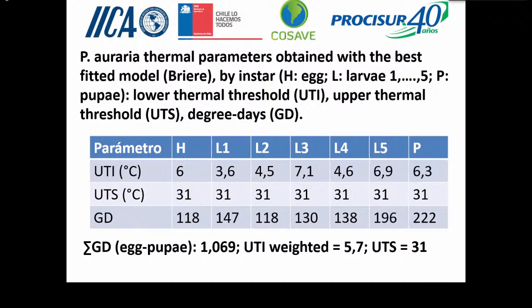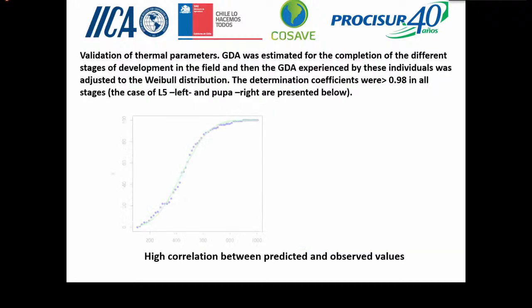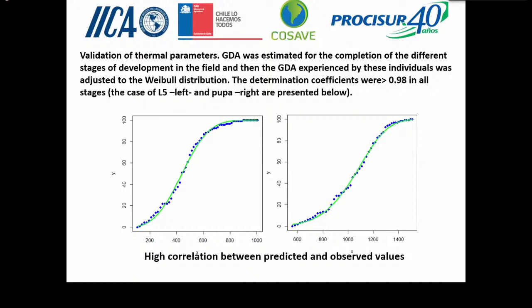These are the weighted thermal thresholds. And this is for all the stages that can be useful for us, especially if we're trying to develop early warning systems and to be able to provide better oversight of the pests for farmers out in the field. So here we see the habitual procedure, which is to validate thermal parameters. The days were established for the completion of the different stages of development in the field. And what this reflects is that the observed data versus what was projected by the models coincide. And this, to a certain extent, helps us conclude that the parameters that we obtained are pretty trustworthy and robust.